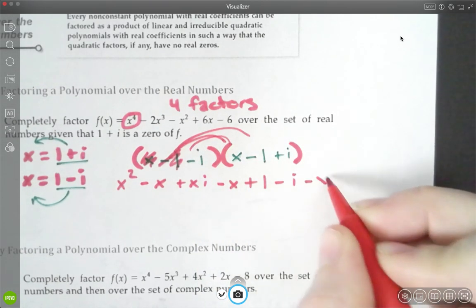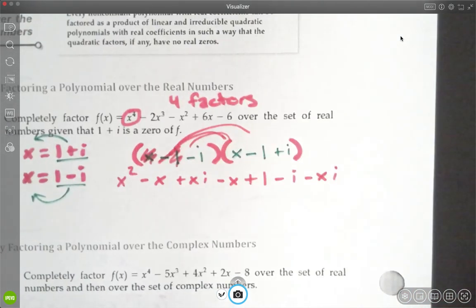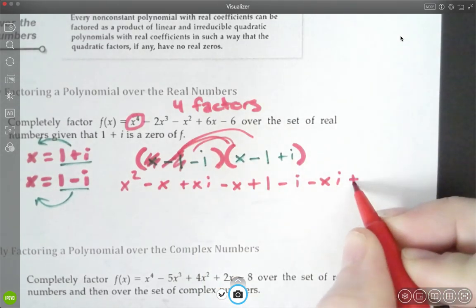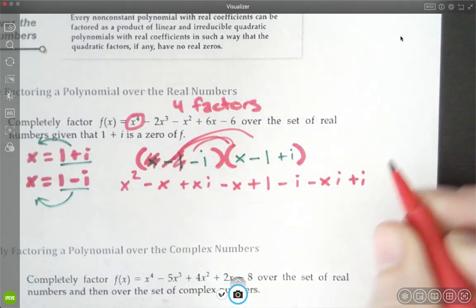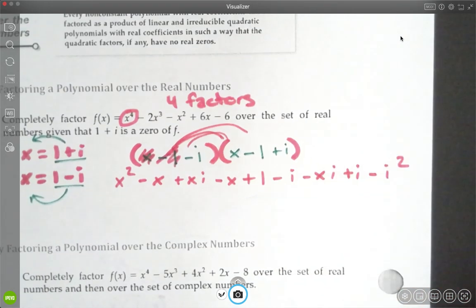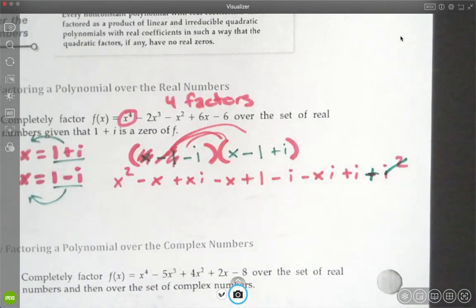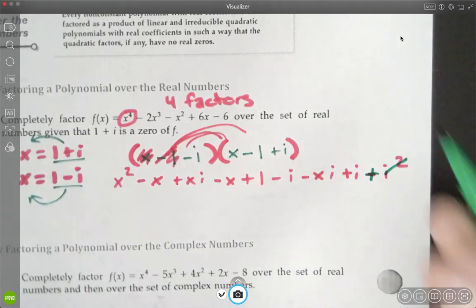It doesn't matter how you write it. ix or xi doesn't matter. Negative i times 1, negative 1 is positive i. And negative i times positive i is negative i squared. Okay, I'm going to go ahead and fix him right now. i squared is negative 1. So it will be plus 1. You just change the sign in front of what's there, right? So plus 1. I'm going to put a 1 there.